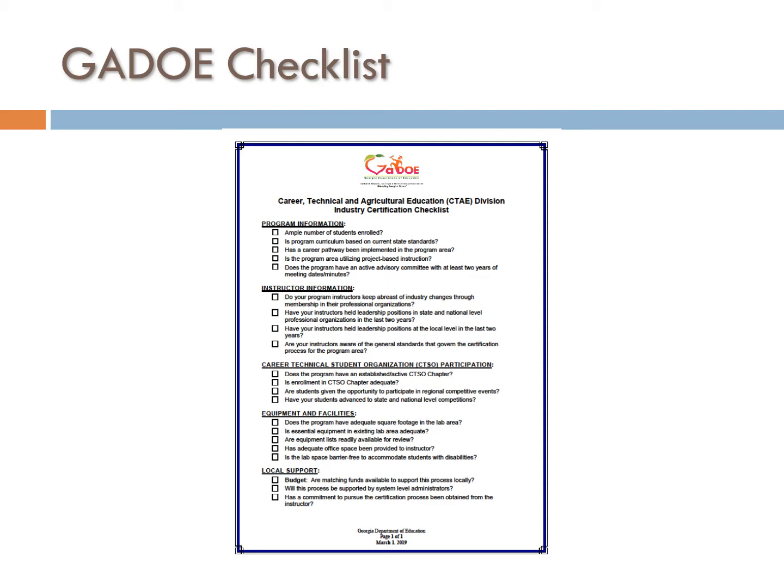This is the Georgia Department of Education CTAE Industry Certification Checklist. It should be used for programs that are going through the initial phase of the process that are discussing whether it's a viable option. Parts of this include program information, instructor information, career and technical student organization or CTSO participation, equipment and facilities, and local support. If you're able to check the boxes next to each one of these, it's a good indicator that industry certification is probably right for you.